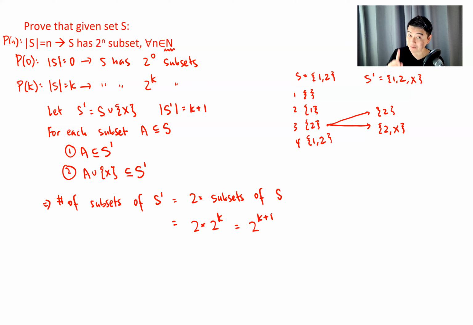Okay, so we know from the assumption that we made before that the number of subsets of S is 2 to the k. So therefore, the total number of subsets of S prime is 2 to the k plus 1. And that's it. That's the end of the proof. This shows the statement P of k plus 1, and that shows me the end of the proof.